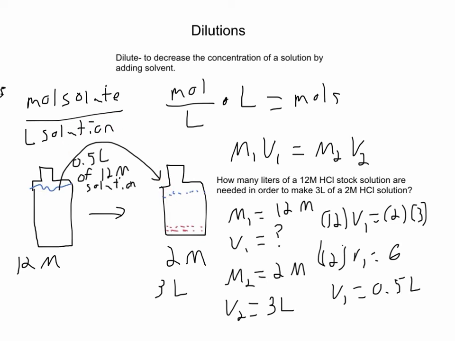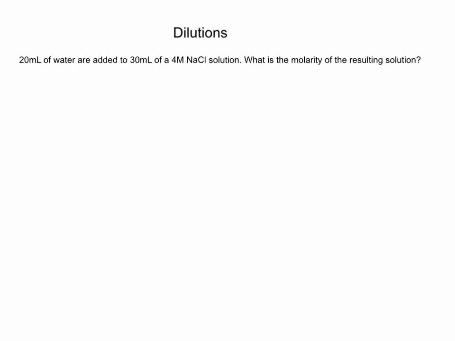Let's look at one more example. Here we have 20 milliliters of water added to 30 milliliters of a 4 molar sodium chloride solution. What is the molarity of the resulting solution? One clue that we're diluting is that they give us 2 volumes. Another clue in a different type of problem, maybe they give you 2 molarities. Whenever you see that, you need to go to the equation M1V1 equals M2V2.